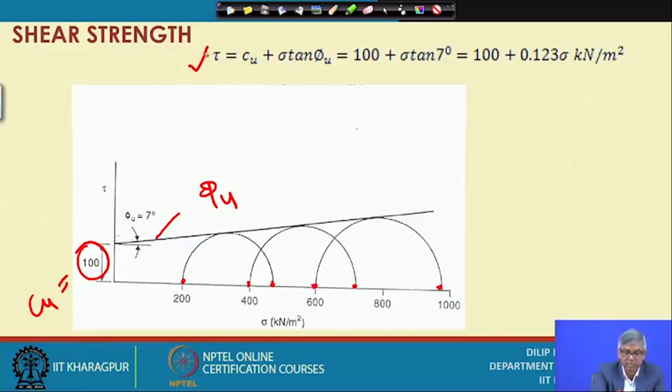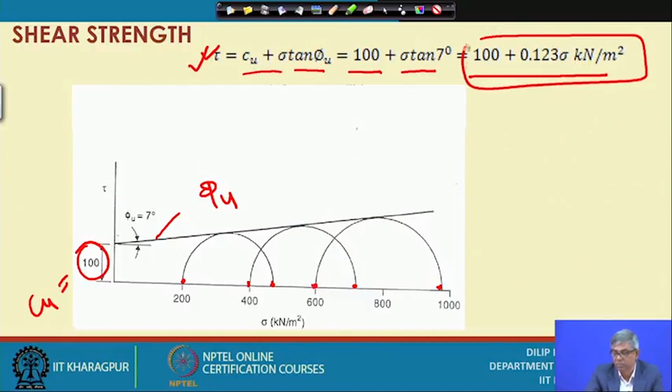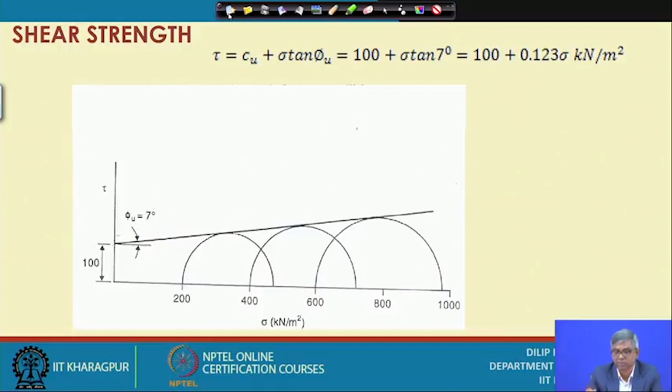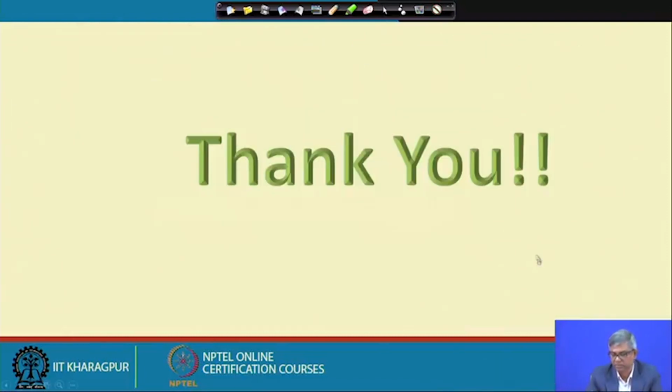Then the shear strength equation, the Mohr-Coulomb equation, tau equal to C u plus sigma tan phi u. So, 100 plus sigma tan 7 degrees, then that equation becomes 100 plus 0.123 sigma, in kilonewton per meter square. This is the shear strength equation for this test. This is one simple application I have done. I will do a few more in the subsequent lecture. So, with this I will stop here. Thank you.